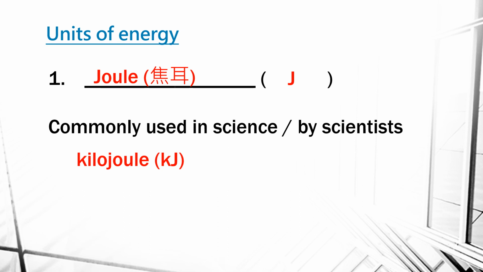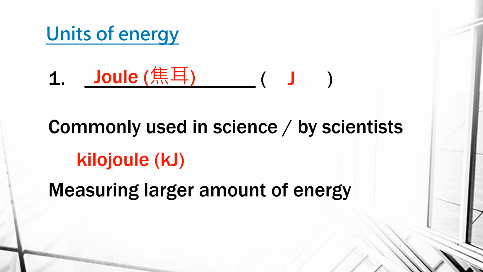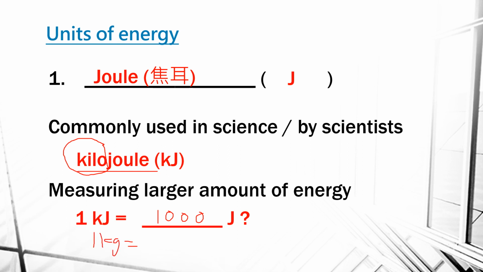For scientists, sometimes we need to measure larger amounts of energy, just like kg, kilogram, and gram. We can use kilojoule to measure larger amounts of energy. Now, I give you a question here. You know that kilojoule, kilo is representing some numbers. How many joules is 1 kilojoule? Got it? It is actually 1,000. 1,000 joules, that means 1 kilojoule. Just like 1 kg is equal to 1,000 gram here.